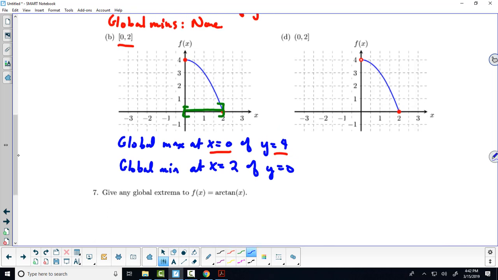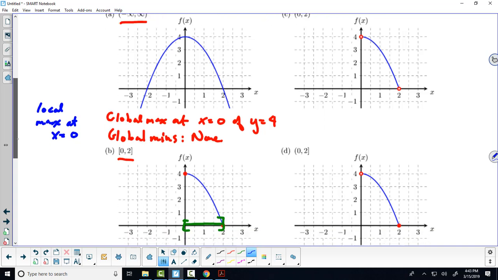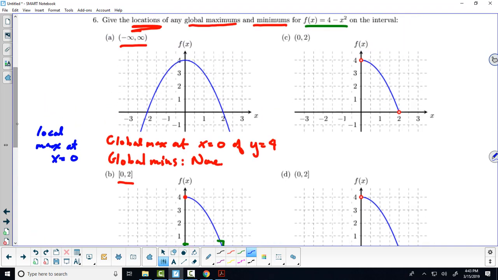By the way, I'd like to add that there are no local maxes nor mins, whereas in this first example, we did have a local max at x equals 0. Okay, let's look at C here. So for C, we have no global maxes nor mins, and no local maxes nor mins.